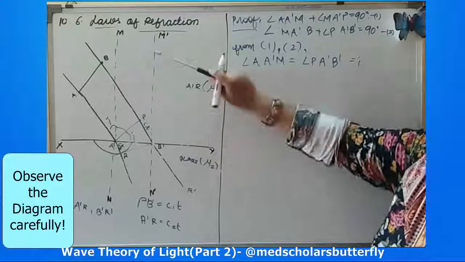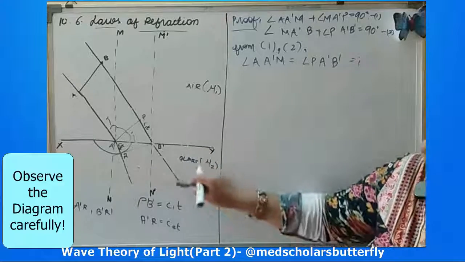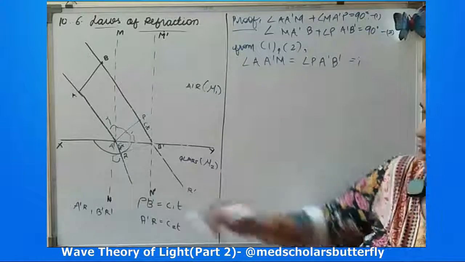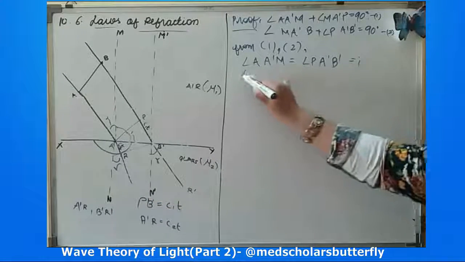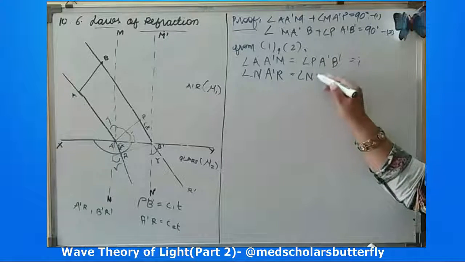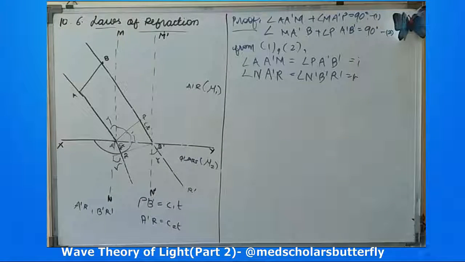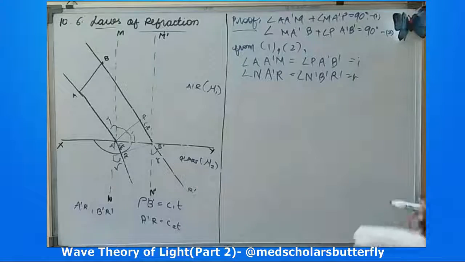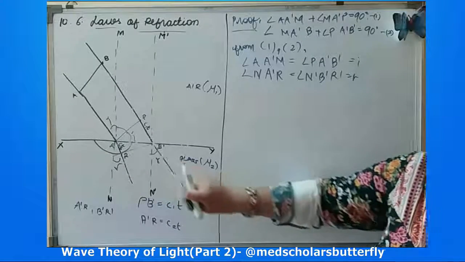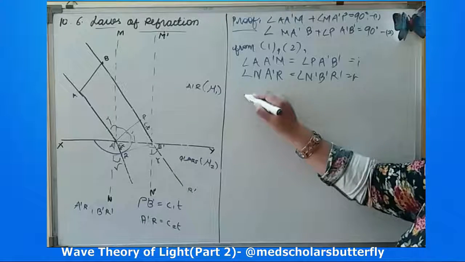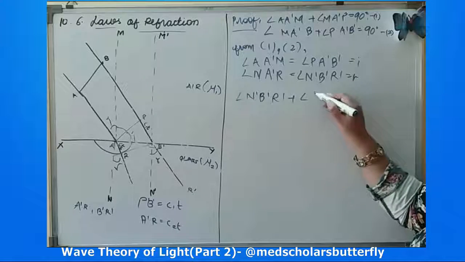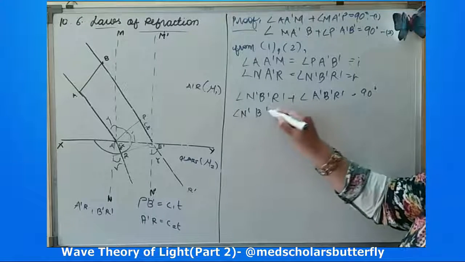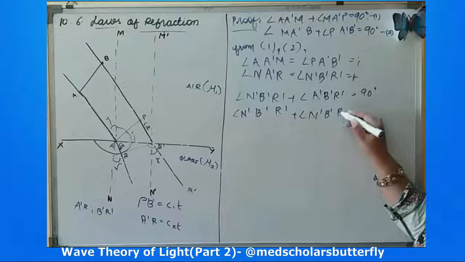Then angle N A dash R, this angle, and angle N dash B dash R dash, this angle, both are R. So we will write down N A dash R is equal to angle N dash B dash R dash, which is nothing but R. Also, angle A dash B dash R dash is 90 degrees. If we add angle N dash B dash R dash plus angle A dash B dash R dash, and N dash B dash R dash plus N dash B dash R, it is nothing but 90.